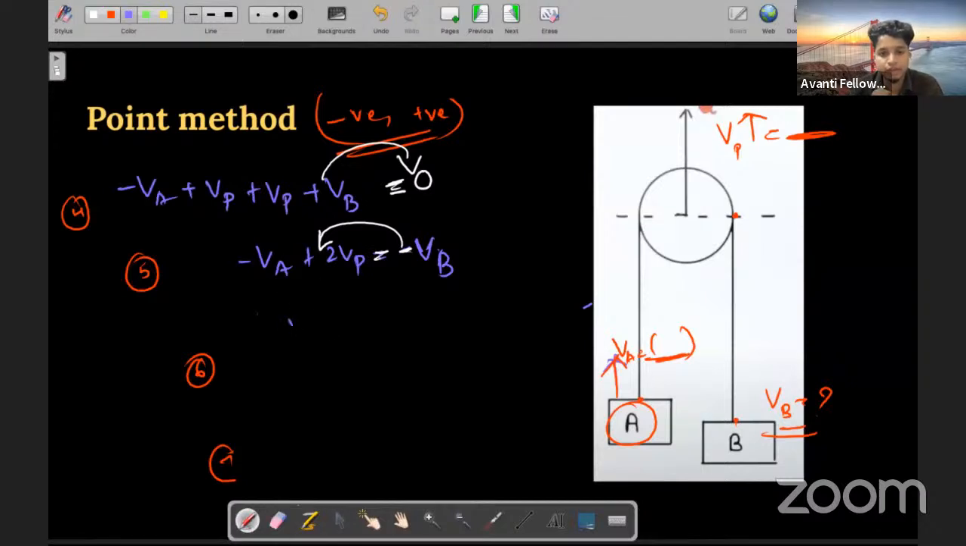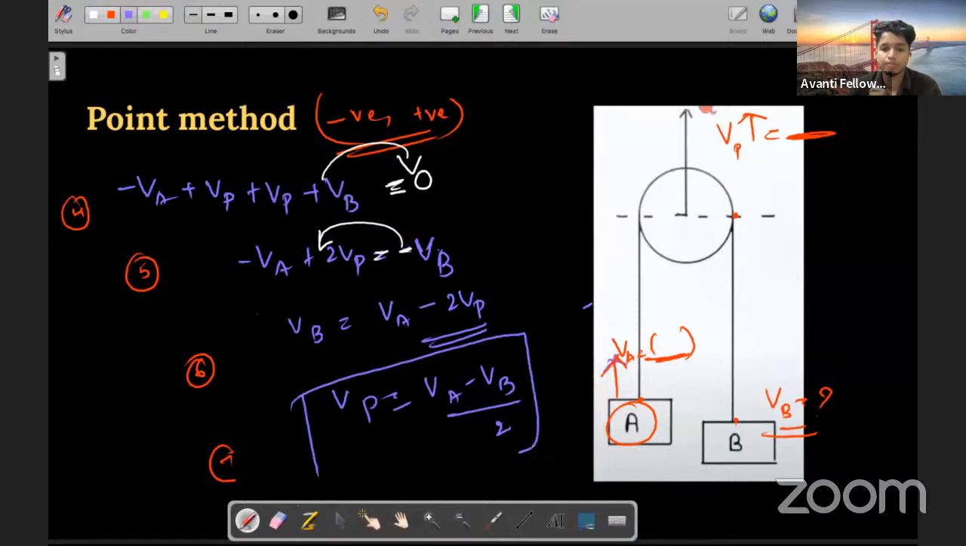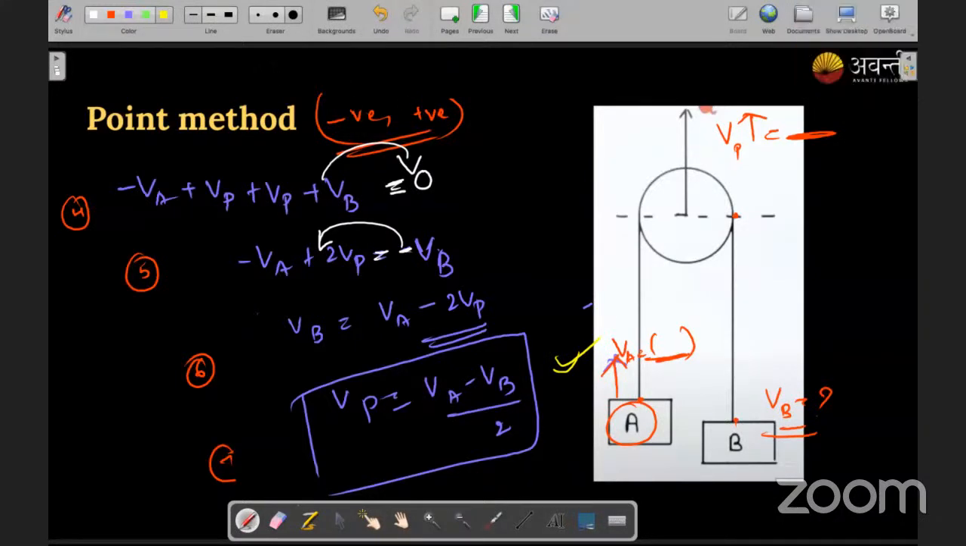Okay, so what we get is VB equal to VA minus 2VP. Yes or no? Then I can write VP is equal to VA minus VB by 2. Is it good? There's a mistake on my side, some printing and calculation mistakes. Is it good now? VB is VA minus 2VP. I'm bringing VP to this side, then VA minus VB. Let me know, students, quickly. Okay, good.